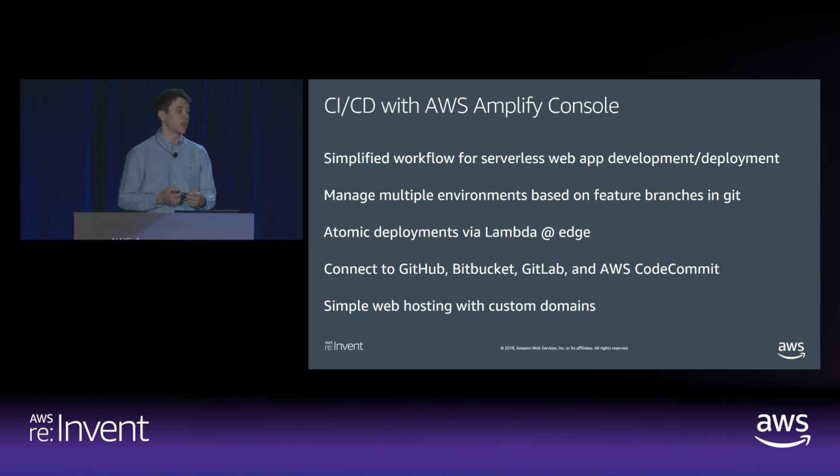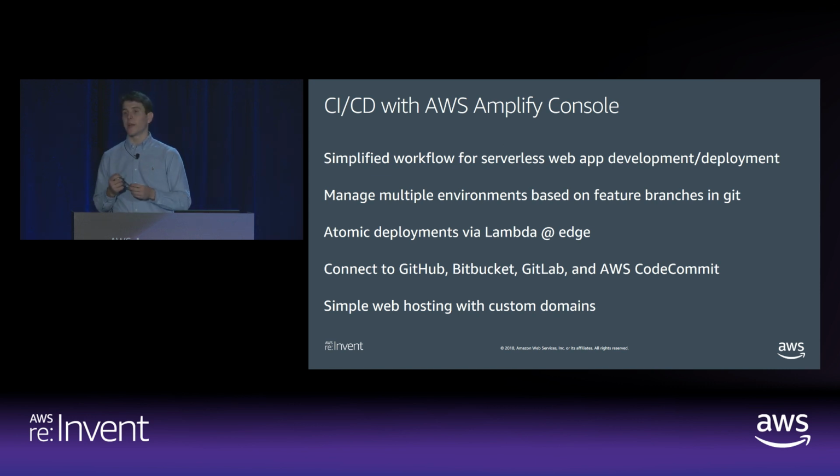With this, what we actually do is we use Lambda at edge. When you do the deployment, it'll push into an entirely new bucket, and then at the time that the deployment finishes, it uses Lambda at edge in order to change the routing so that it just starts pointing to your new bucket instead of the old one. It also has support for GitHub, Bitbucket, GitLab, and AWS CodeCommit as your push triggers.